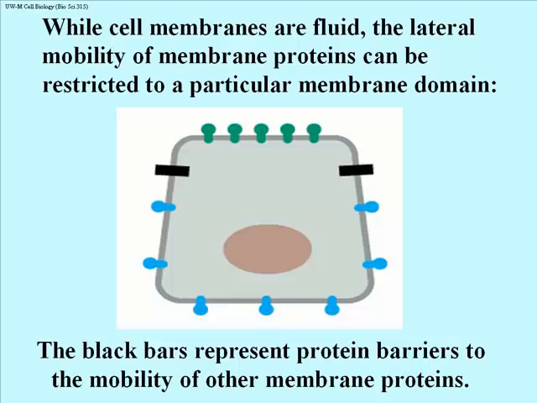And so in this cartoon, you see that all of the green proteins are above these black barriers and the blue ones below. Some of these black barrier proteins may in fact be cell junction proteins. Mainly, though, they are barriers to the mobility of proteins between domains. They will move within the domain, but not between them.